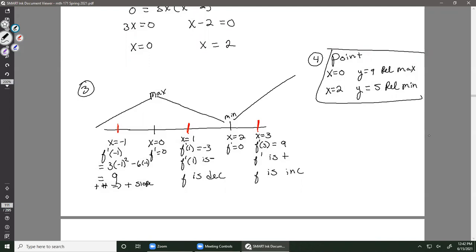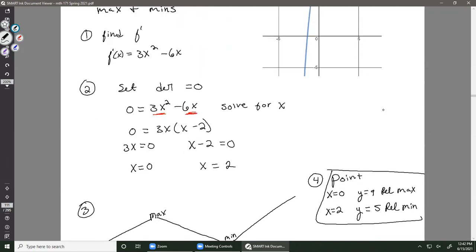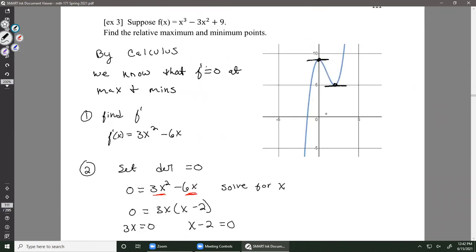Okay, so any questions? You do have a problem like this on the test tomorrow. It is very, very similar to this problem. I like this problem. This problem is a great problem. This problem makes me happy.